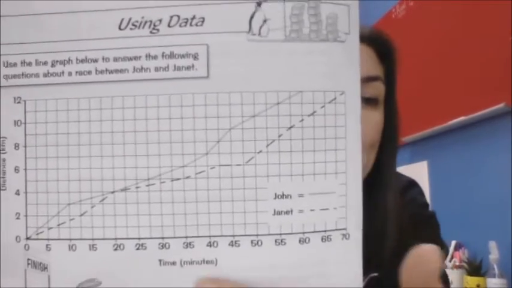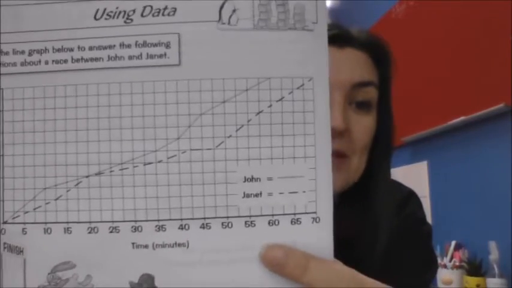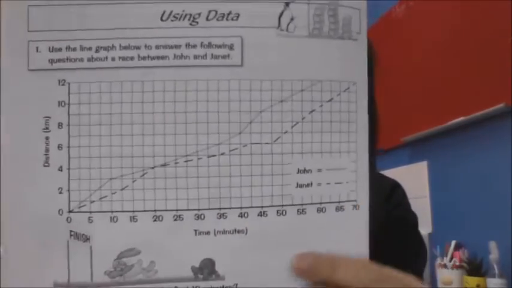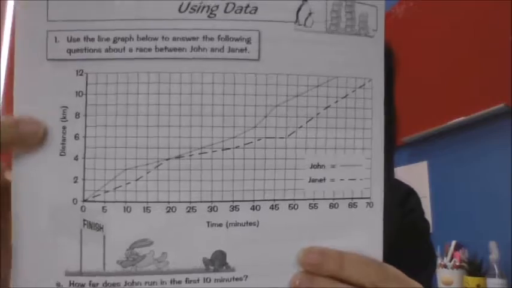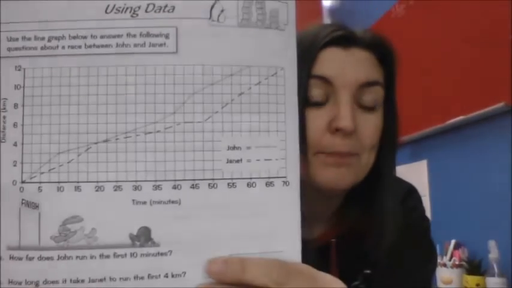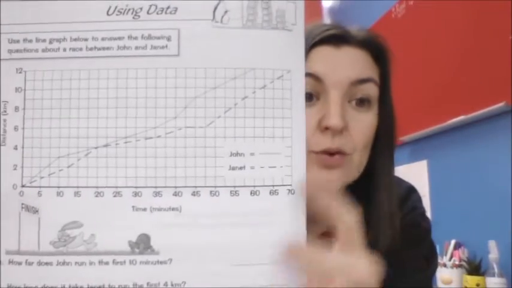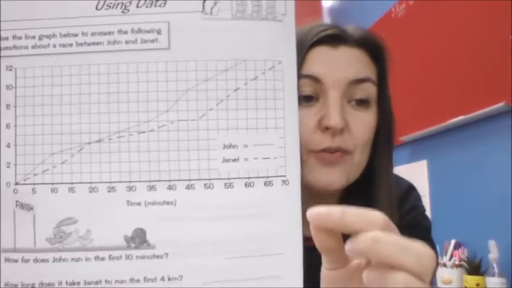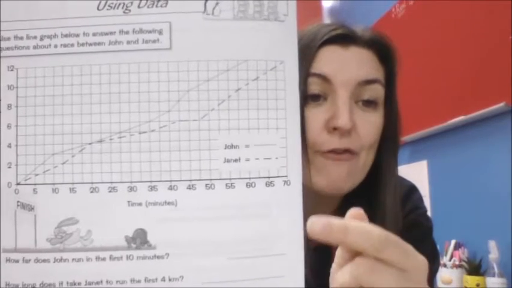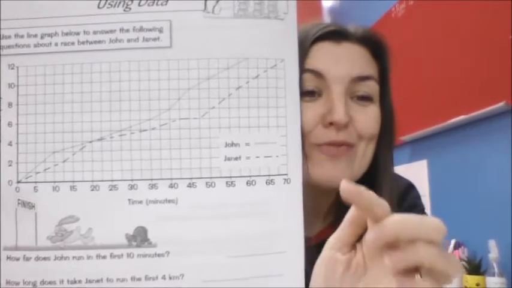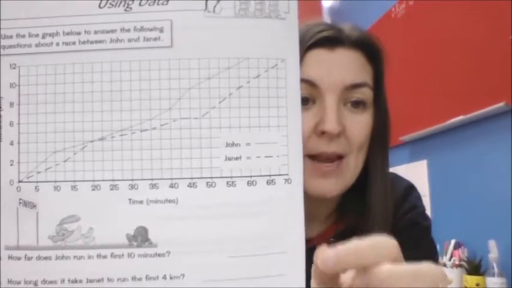Okay, now on the bottom, we've got the time that it took them. And at the side here, we've got the distance that they ran in that time. Okay, so that's what your graph is about. So the first question then, how far does John run in the first 10 minutes?